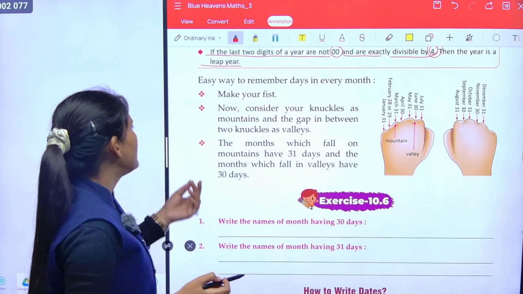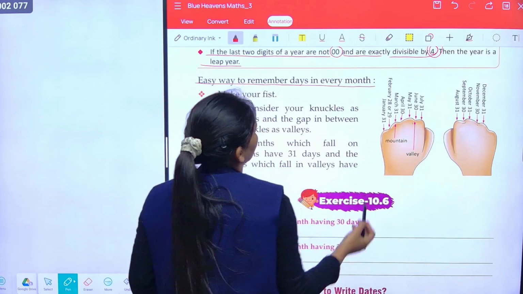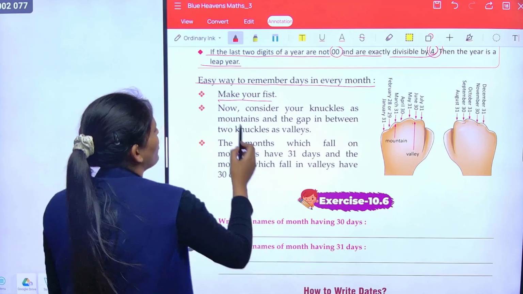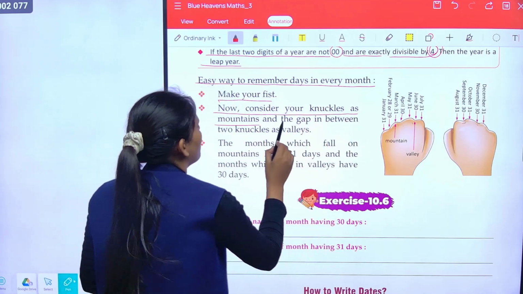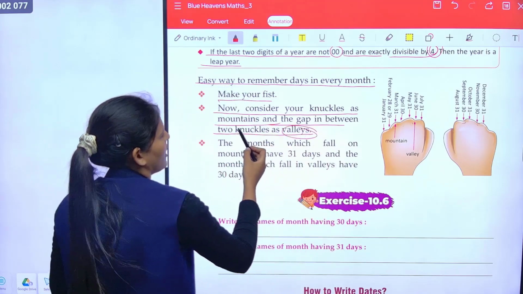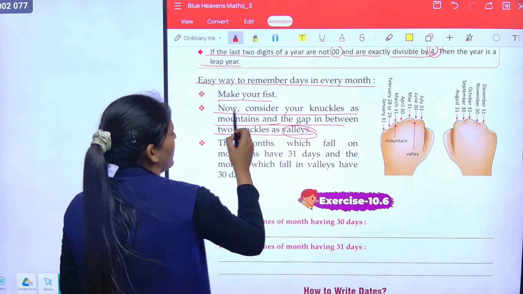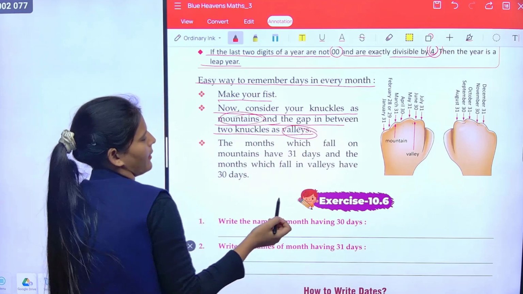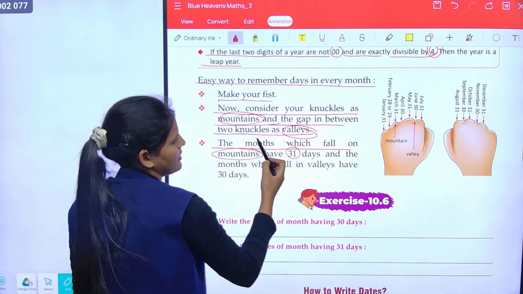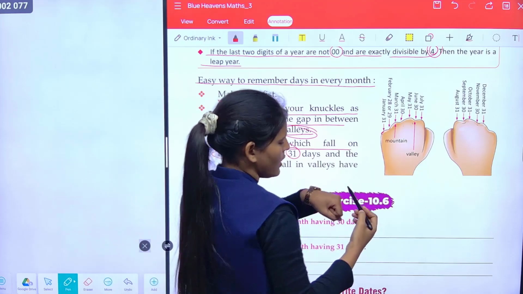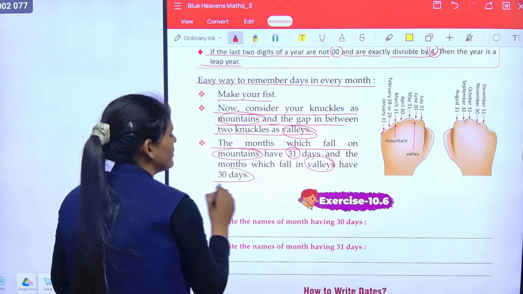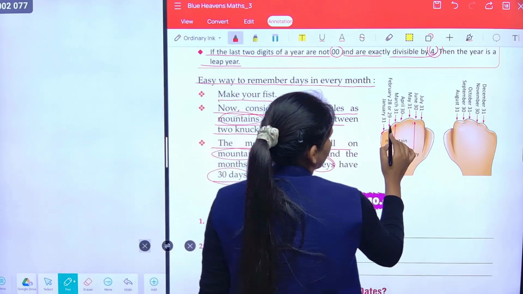Okay, easy way to remember days in every month. Make your fist like this. Now consider your knuckles as mountains, and the gap in between two knuckles as valleys. Consider a knuckle as mountains and जो gap है उसको हम valleys बोलते हैं. The months which fall on mountains, on the knuckles, have 31 days, and those which fall in valleys have 30 days. Okay, like this.